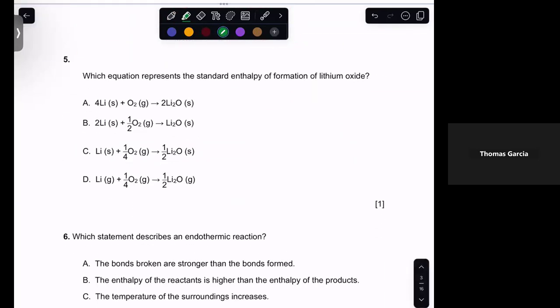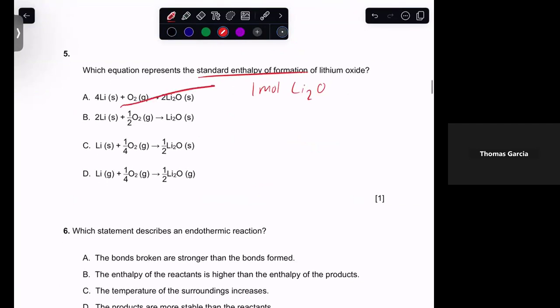All right. Which reaction represents standard enthalpy of formation of lithium oxide? Well, standard enthalpy of formation means that we are making 1 mole of Li2O, so automatically it cannot be A, and cannot be C or D. Okay, answer has to be B. Standard refers to 1 mole. We have to remember that.